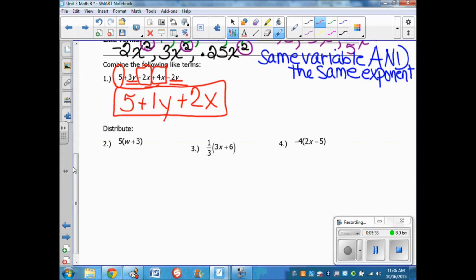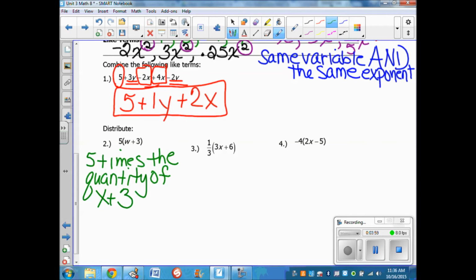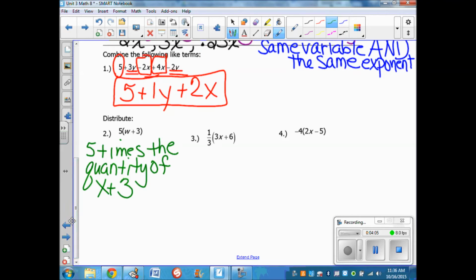So now let's distribute, and you guys are familiar with distributing. How this is read, it's 5 times the quantity of w plus 3. I'm going to write those words out: 5 times the quantity of w plus 3. So I've got to multiply 5 by everything inside the parentheses, that w plus 3. What is 5 times w? It's 5w. And then what's 5 times a +3? It's a +15.